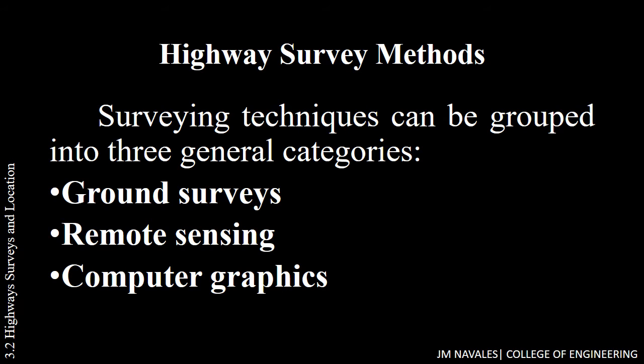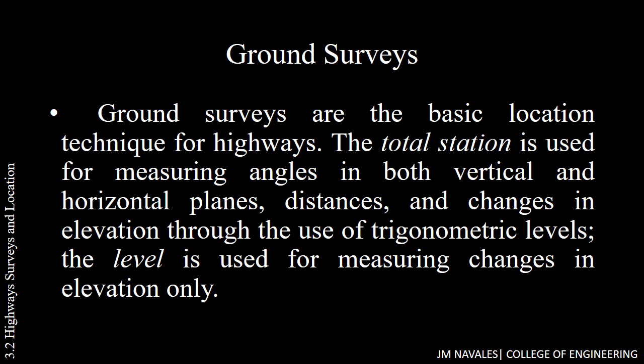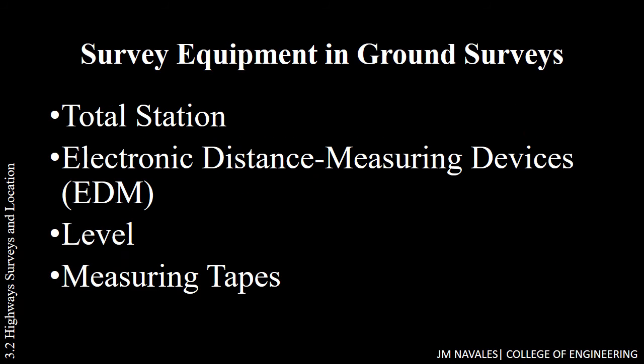Highway survey methods. There are three types of highway survey methods: ground surveys, remote sensing, and computer graphics. Ground surveys are the basic location technique for highways. The total station is used for measuring angles in both vertical and horizontal planes, distances, and changes in elevation through the use of trigonometric levels. The level is used for measuring changes in elevations. So, survey equipment includes the following: total station, electronic distance measuring devices, level, and measuring tape.